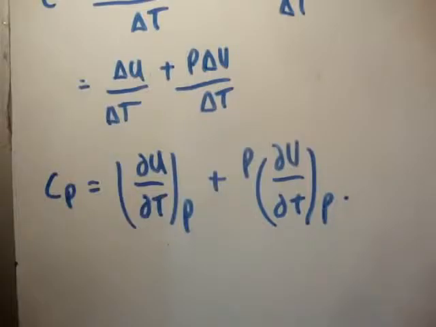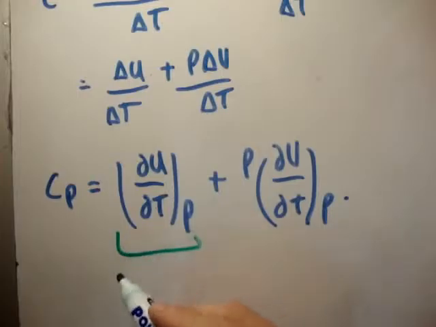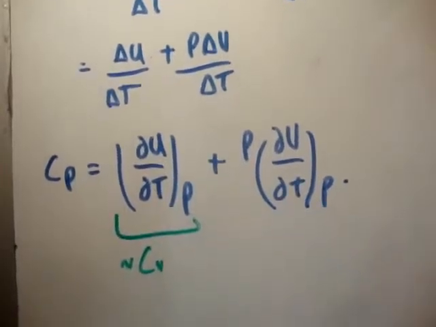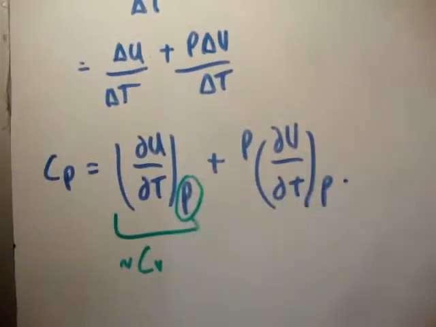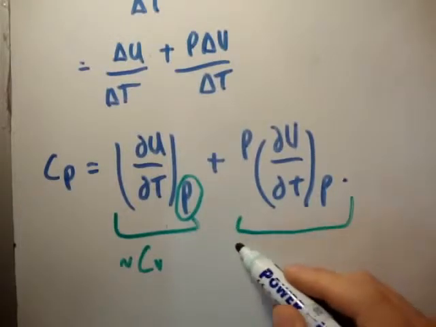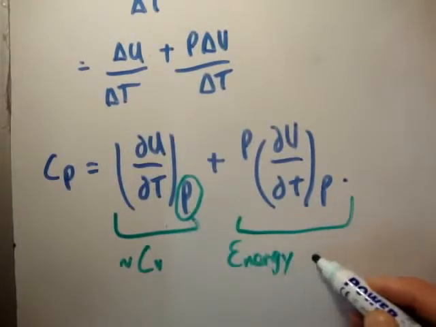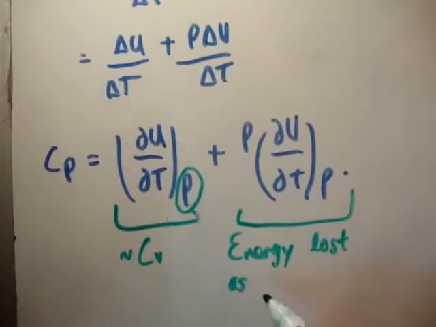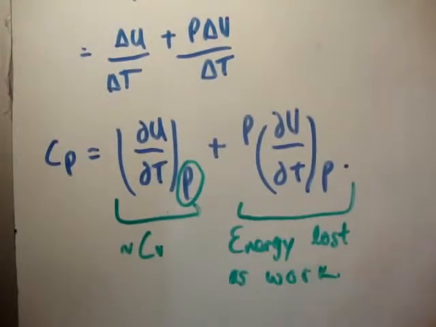Okay? Now, I'm going to tell you that although this is del U del T at constant pressure, it is actually approximately C V. It's not exactly, because it's with respect to holding P constant, but it is approximately C V. But this term here is energy lost as work. So the whole point here is that when the pressure is constant but the volume can change, then you have to put in more heat in order to change the temperature. And that should make sense because we're usually getting your system to expand.